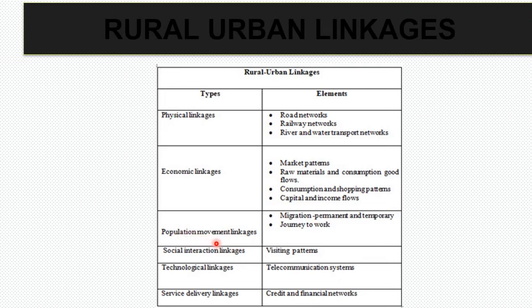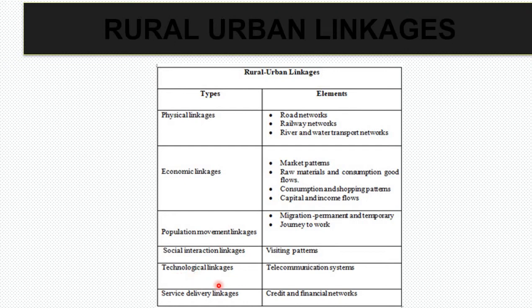The next is about the population movement linkages. People migrate for permanent and temporary jobs, from a rural to an urban setting especially. And there is also a kind of social interaction linkage that takes place. During festive seasons, there is a growing number of people who visit their hometown in order to build their relationships. That is a kind of social interaction which takes place.